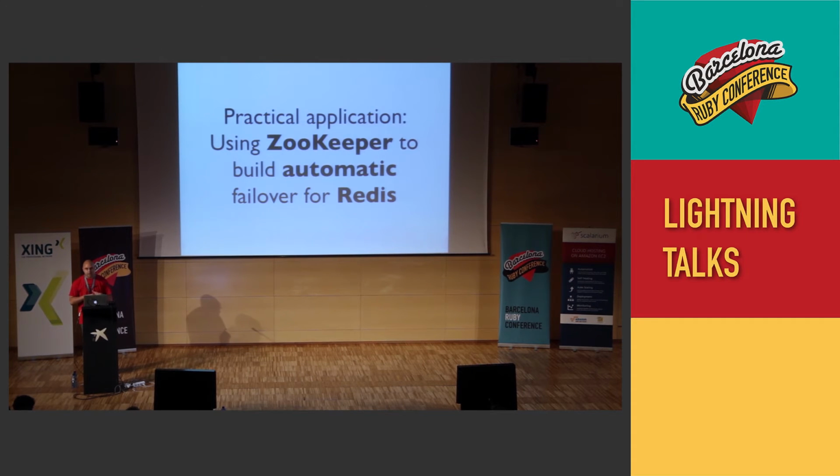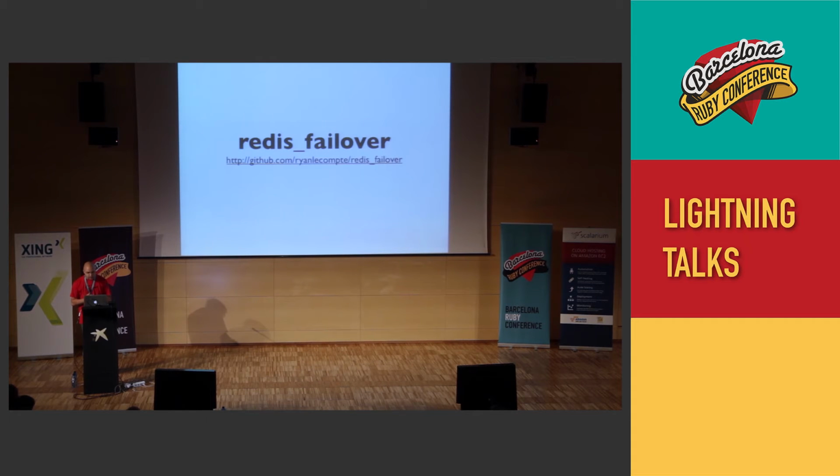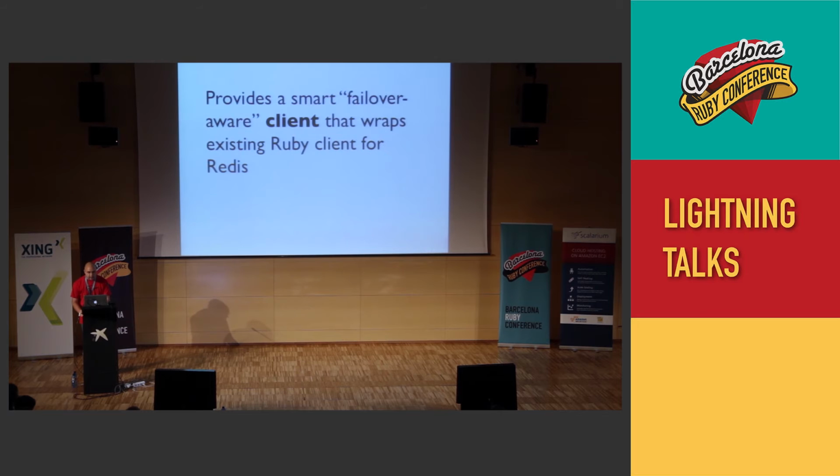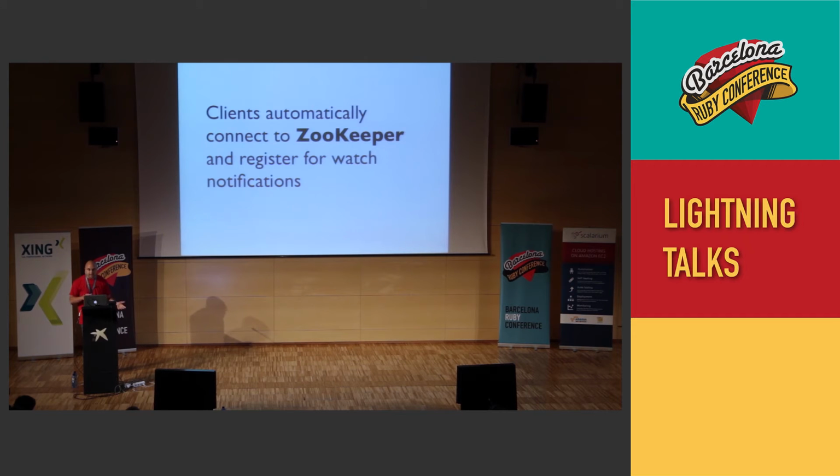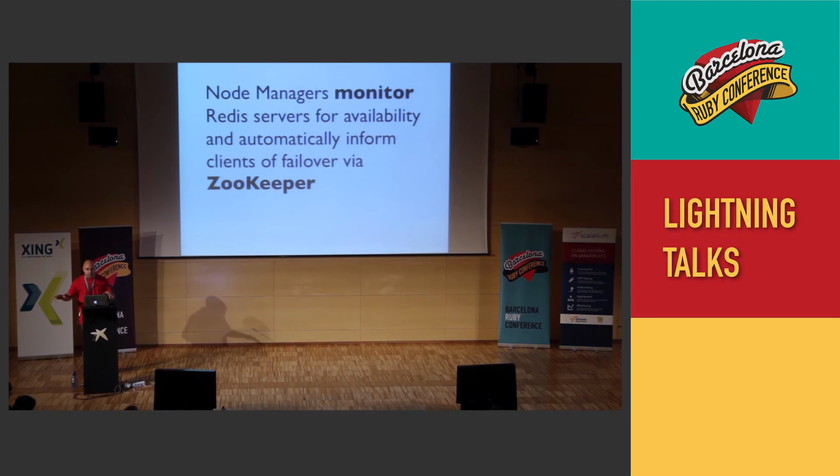So how can I use Zookeeper in a practical way? I used it to build Redis Failover. You guys may have heard of it. It's a Ruby gem that provides a smart wrapper around the Ruby Redis client. The way that it works is the clients register with Zookeeper for watch notifications. You deploy various node managers that monitor your Redis servers, and when they detect a failover, they write that information into Zookeeper, which then asynchronously notifies your clients.